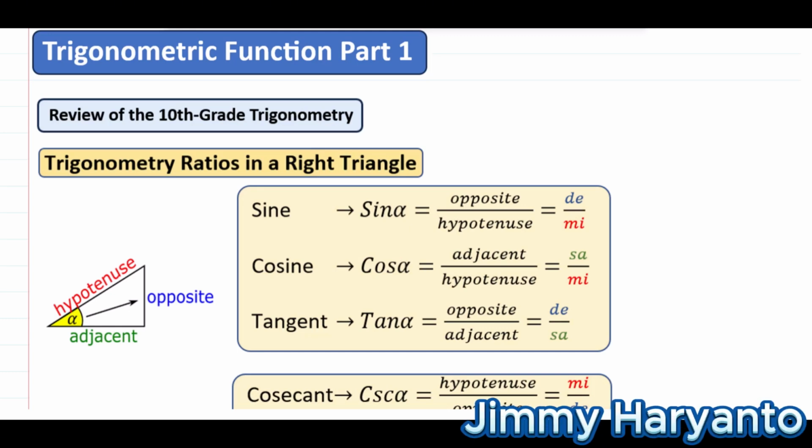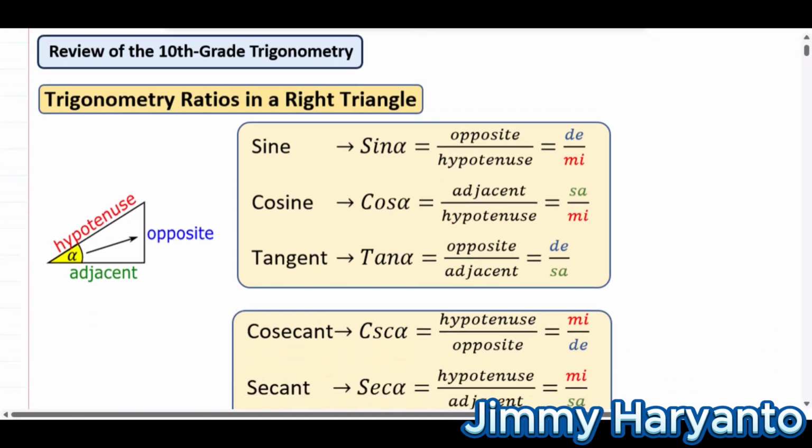For today we will study trigonometric functions, especially trigonometric functions part 1. Before we begin the lesson, we will revise the 10th grade trigonometry. The first is trigonometric ratios in a right triangle.